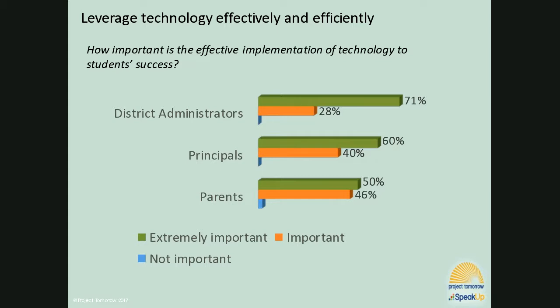Now, we also ask a series of questions about the relative importance of the use of technology for student success. And here I pulled out district administrators, principals, and parents for you. Now, everybody says it's important. The blue bar, the not important, as you can see here, is really small. So everybody says it's important. What we at Project Tomorrow pay attention to is the extremely important. So that's a valuation statement in terms of prioritization, in terms of focus, in terms of getting from conceptual to tangible use, all those different things. So we see here, for example, that 71% of district administrators view the use of technology as extremely important for student success. 60% of principals do as well.